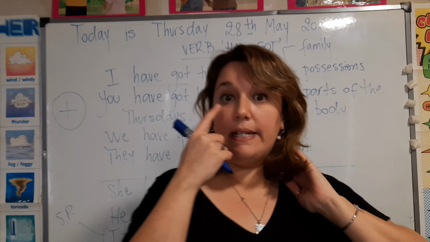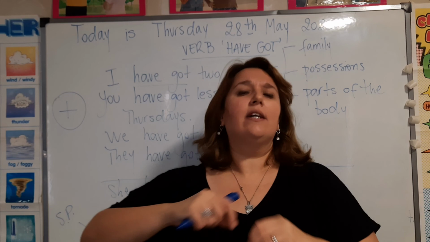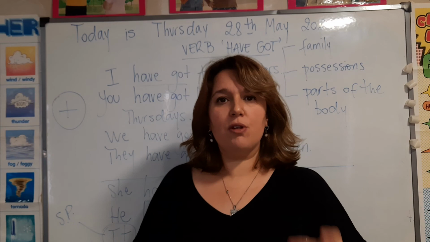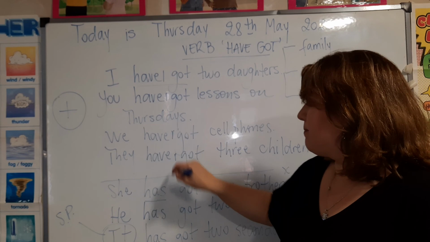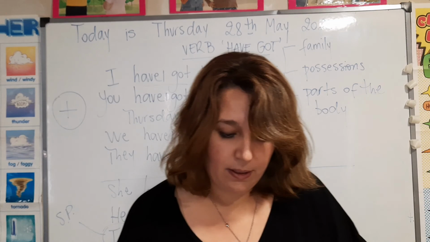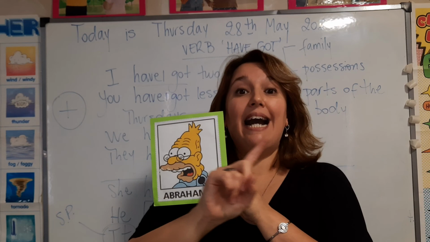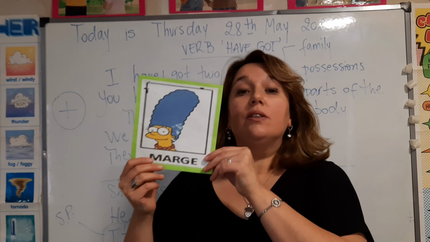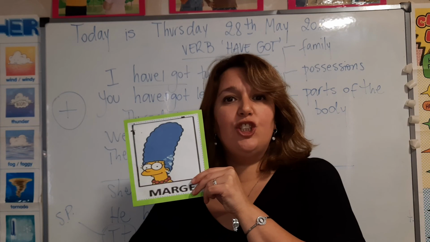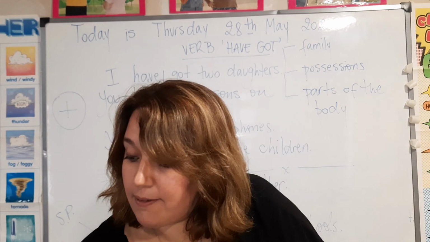Now, what about the negative? How do we make the negative? It's very easy, we add one word, not. Where does the not go? Here, in the middle. So, for example, I can say, he hasn't or has not got a wife. I can say, for example, she hasn't got grandchildren.